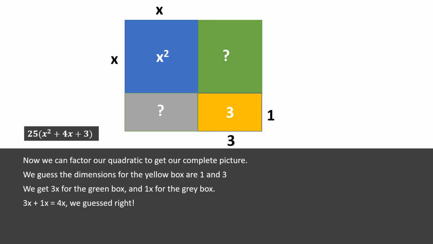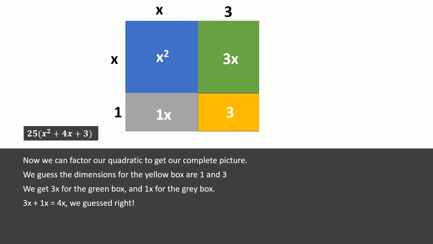4x is the middle term in our quadratic, so we need to make sure that our areas add up to the middle term of our quadratic. And so we see here we can figure out the area, and the area is x plus 3 times x plus 1. So that changes our expression: we have 25 times x plus 3 times x plus 1.